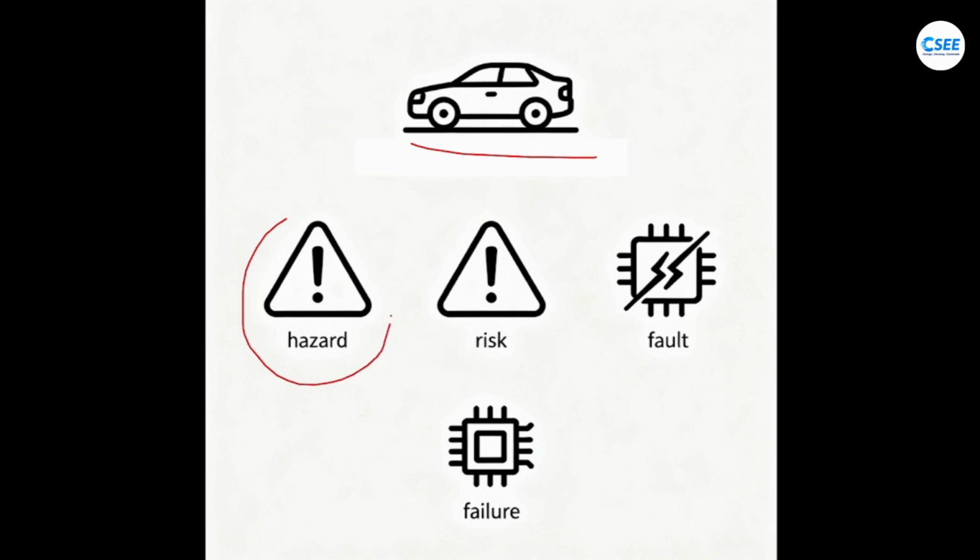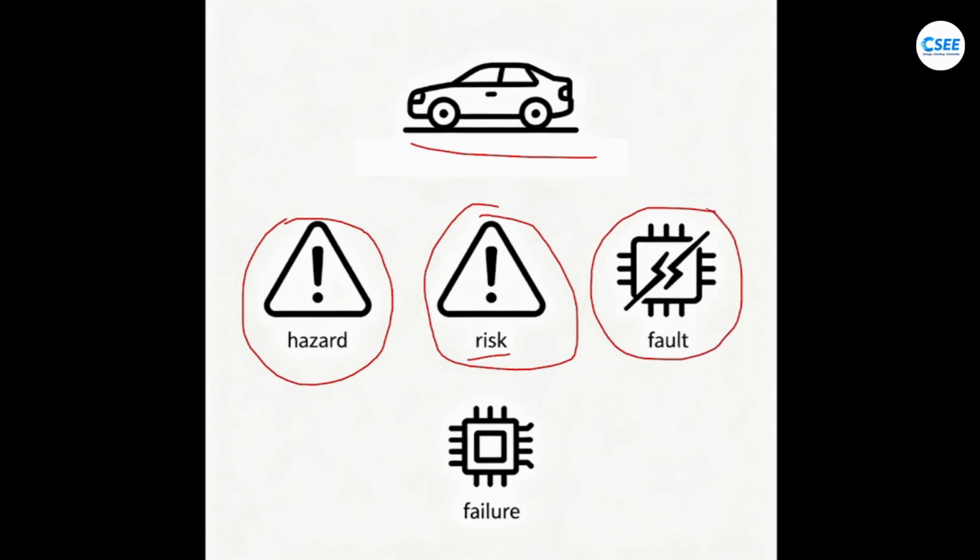A hazard is a potential source of danger, such as unintended acceleration of a car. Risk is the likelihood that the hazard could actually cause harm. A fault is a defect in the system, like a broken sensor or a software error. When that fault causes the system to stop functioning as intended, it becomes a failure. Many systems are designed to be fail safe, which means that if something goes wrong, they switch into a safe state. For example, if a brake system loses the electronic signal, it defaults to engaging the brakes to stop the vehicle.